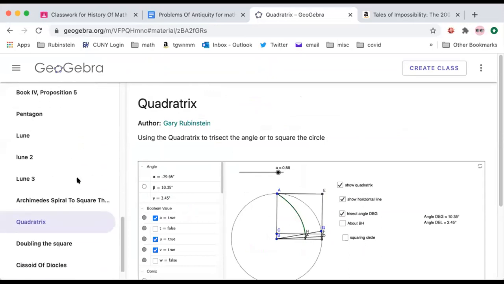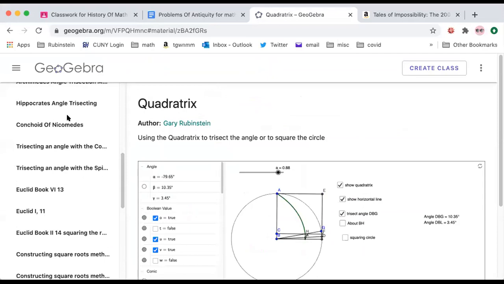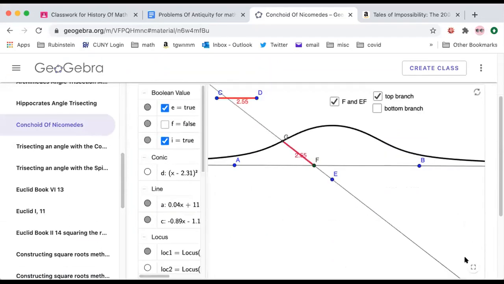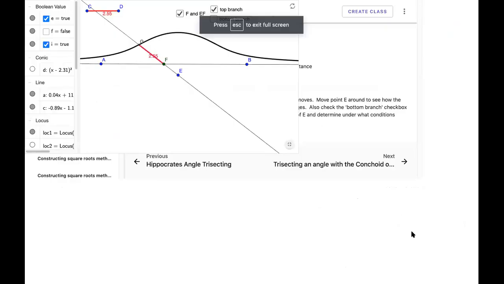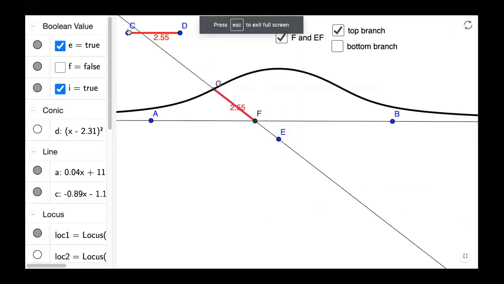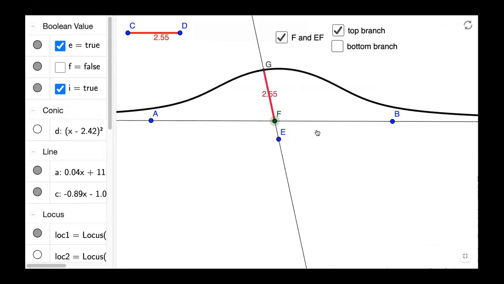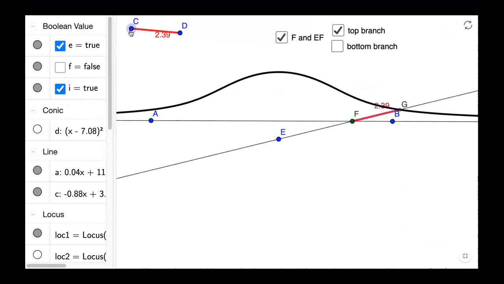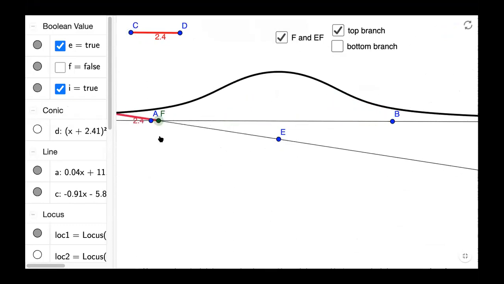In here, we go to Concoid of Nicometes. And I will also go to full screen. It looks nice that way. So you see over here, as I move this point F around, this gives you a really good visual of what's going on. See the 2.25 up here? So that red line is always 2.25. That's the concoid.